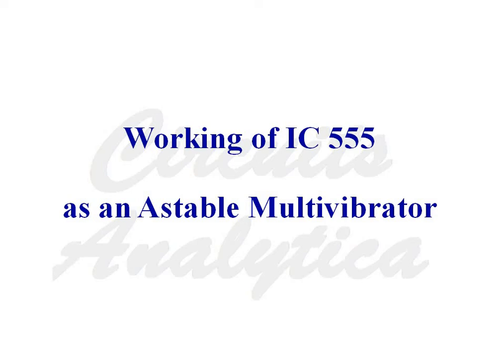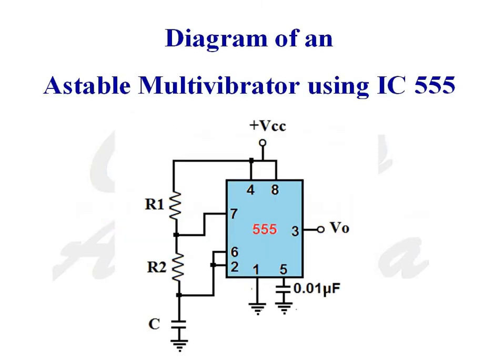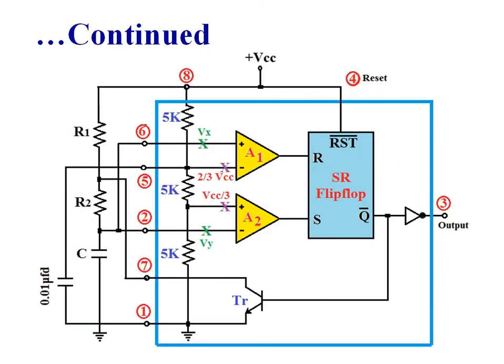In this video, we will be learning about the working of IC555 as an astable multivibrator. This is the diagram of an astable multivibrator using IC555. The circuit consists of IC555, resistors R1 and R2, capacitor C. This is the expanded diagram of 555 as an astable multivibrator.